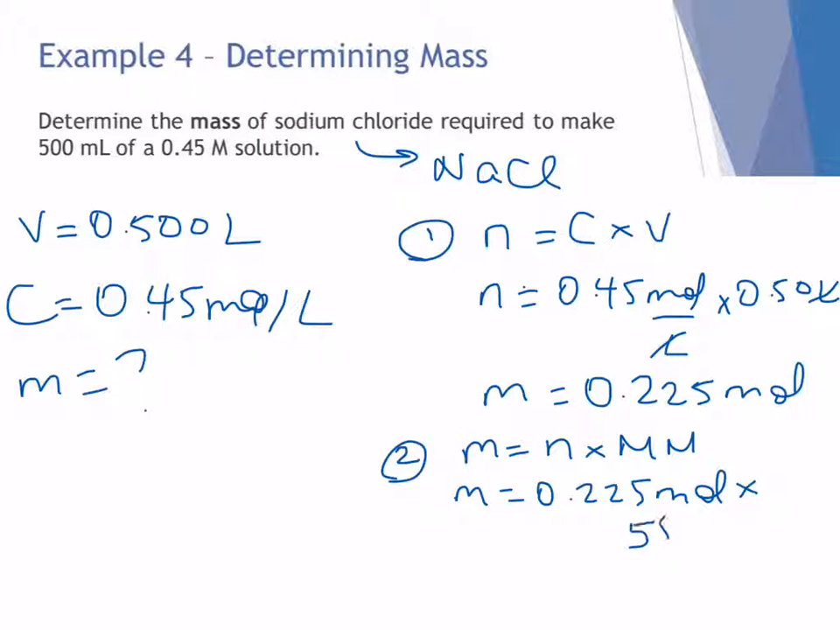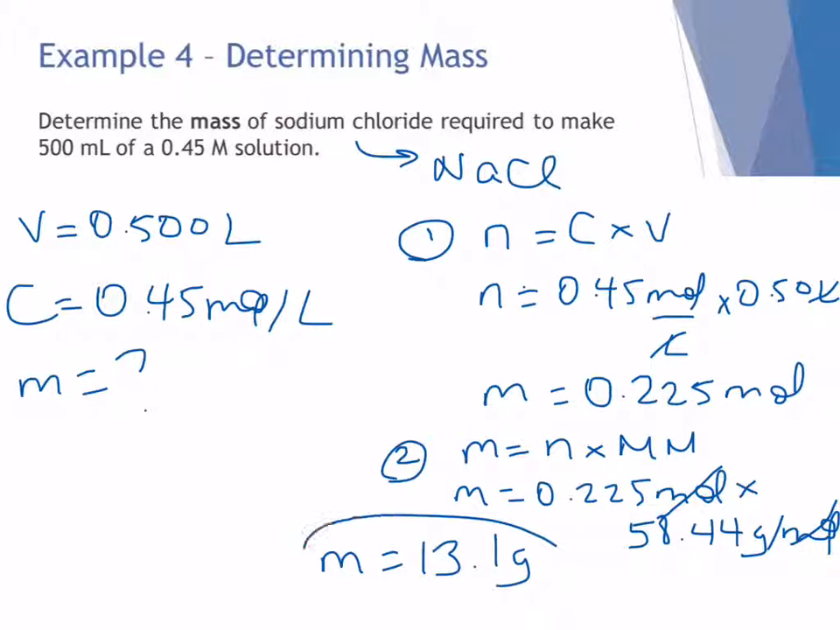I'm running out of space, so I'm just going to write it down here. 58.44 grams per mole would be the molar mass. Moles will cancel, and we're left with 13.1 grams. So in order to make 500 milliliters of a 0.45 mole per liter solution, we would need to weigh out 13.1 grams of sodium chloride and dissolve it in 500 milliliters of water.